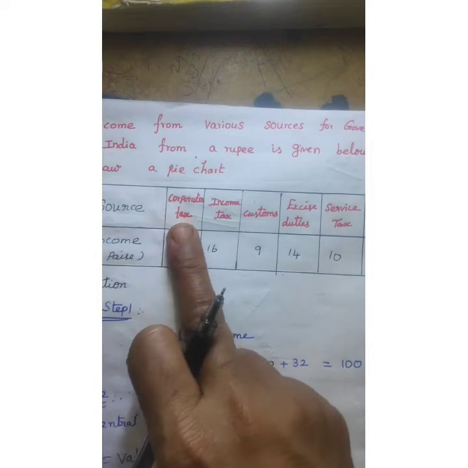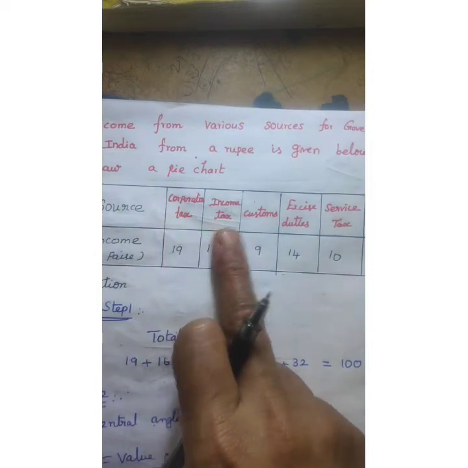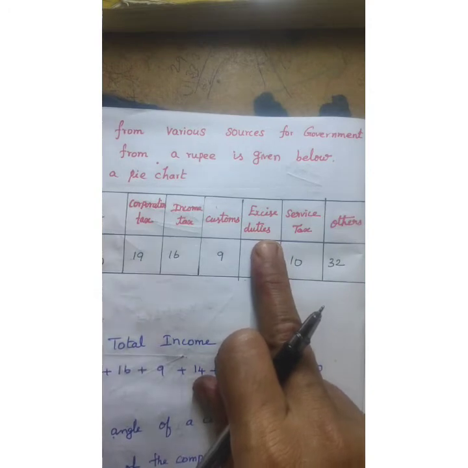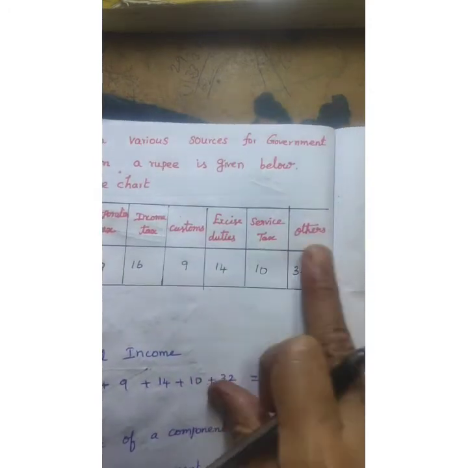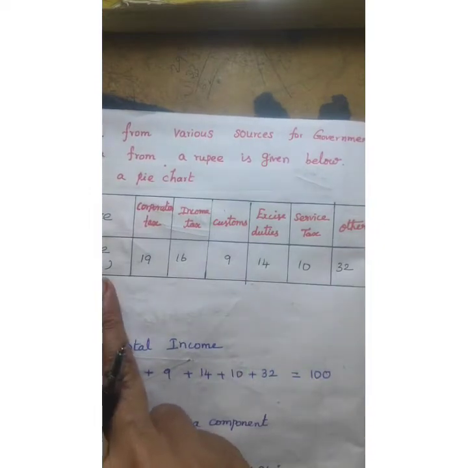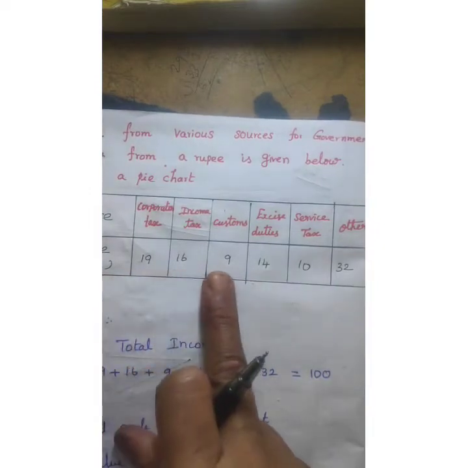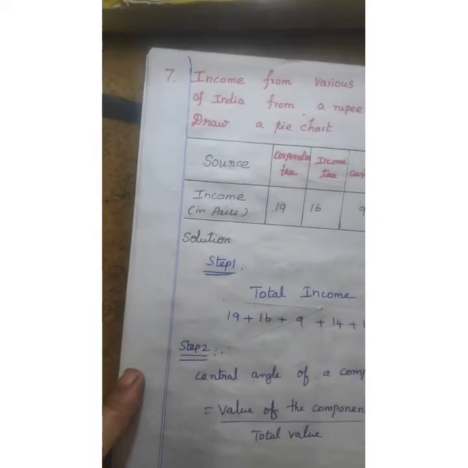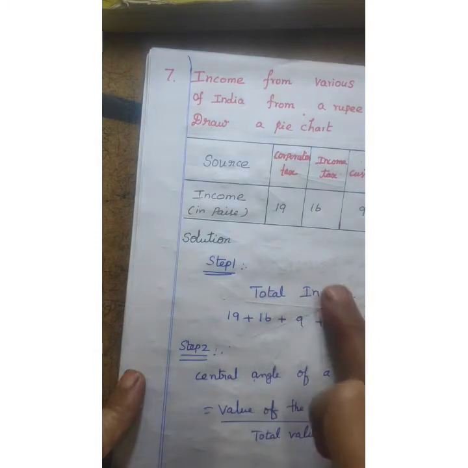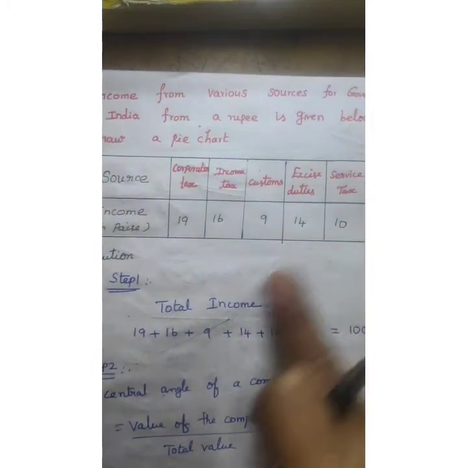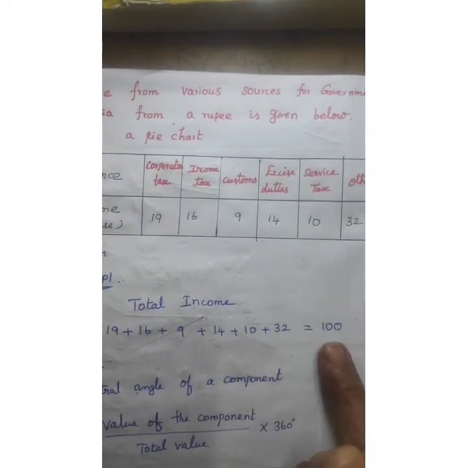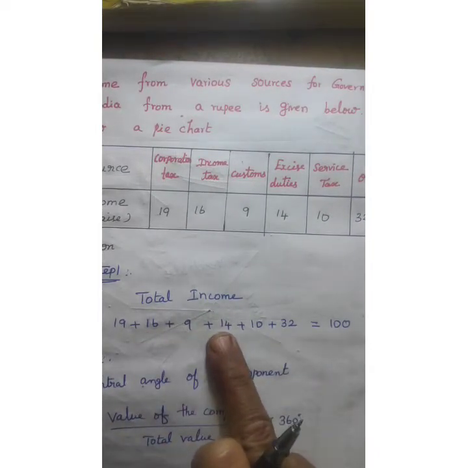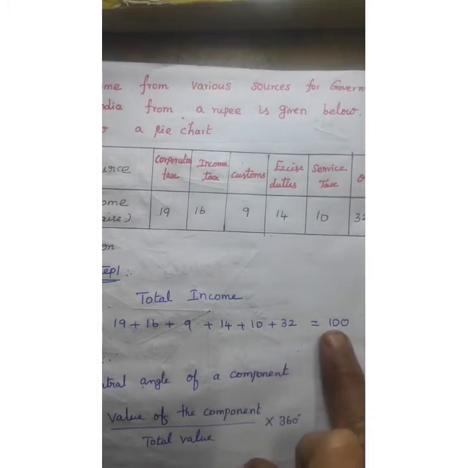Sources: corporation tax, income tax, customs, excise duties, service tax, others. Income in paise: 19, 16, 9, 14, 10, 32. Step one, total income. Add all the given numbers and the answer is 100. 19 plus 16 plus 9 plus 14 plus 10 plus 32 equals 100.